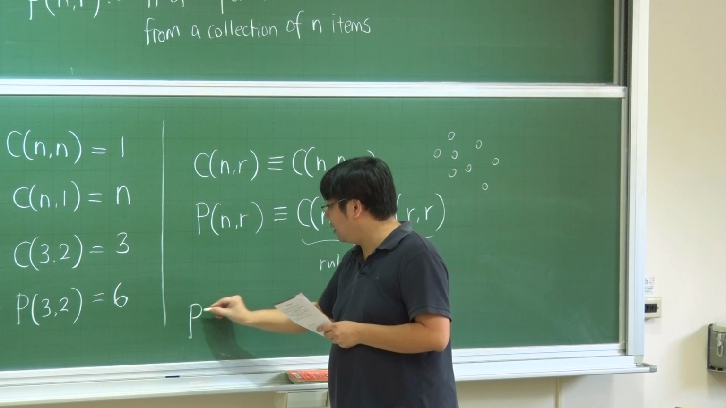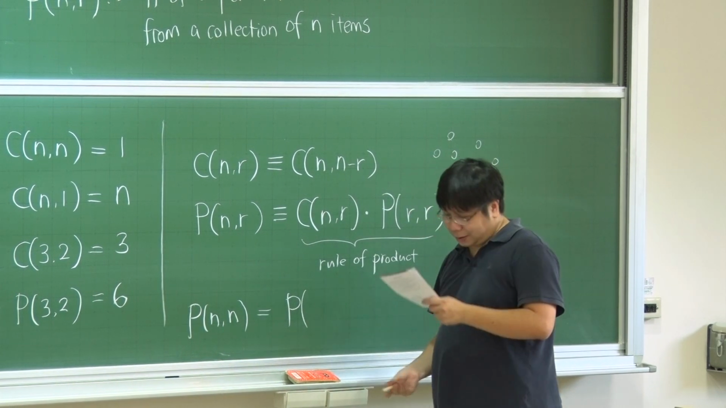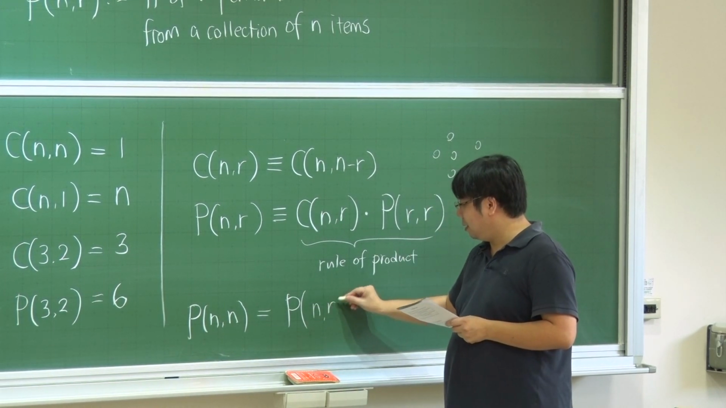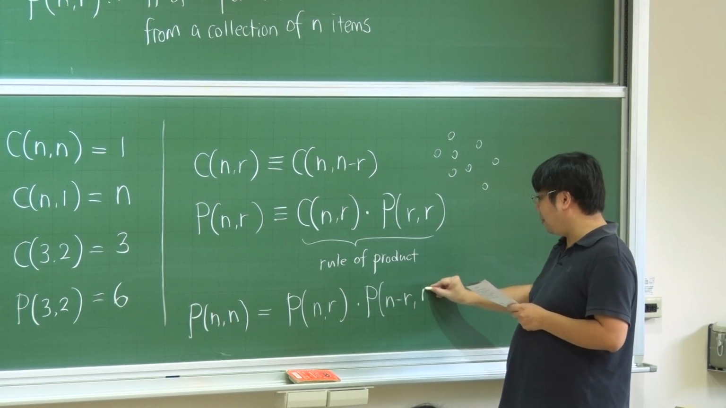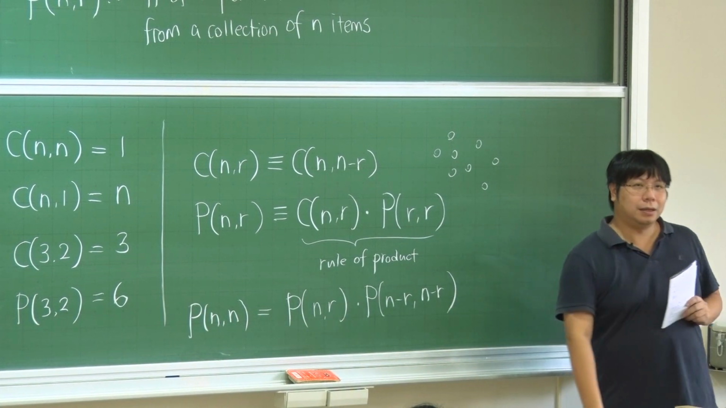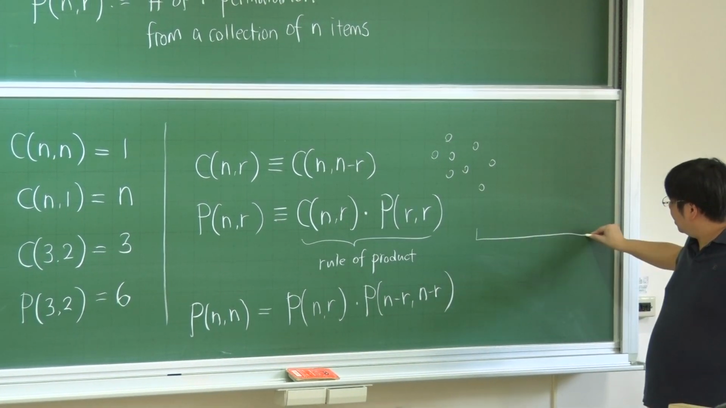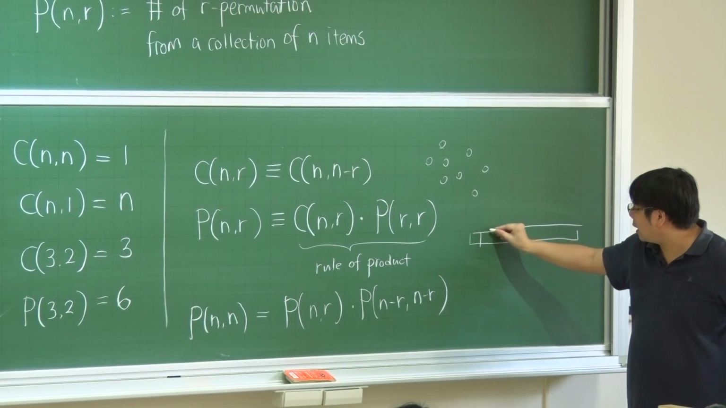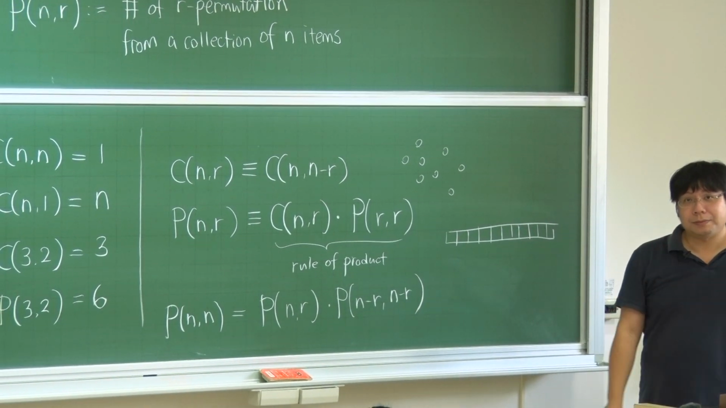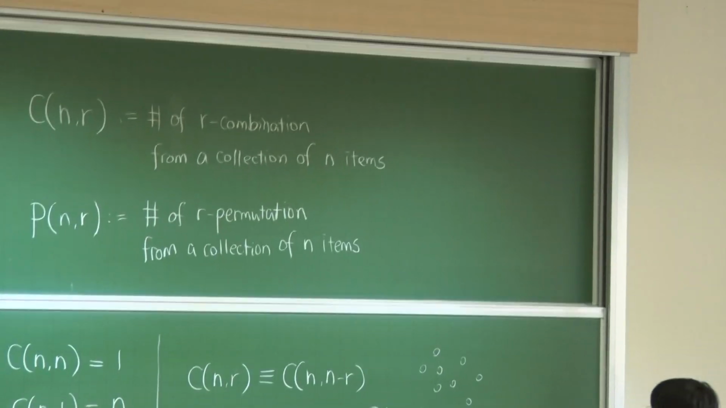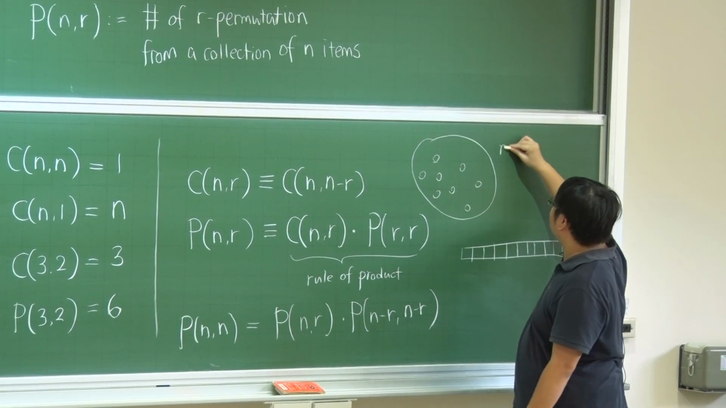And finally, this one. How about P(n,n)? This one is interesting. P(n,n) is equal to P(n,r) multiplied with P(n-r,n-r). So I have n items, and I want to make an arrangement of them. What is meant by arrangement? Let's say there are n items here.